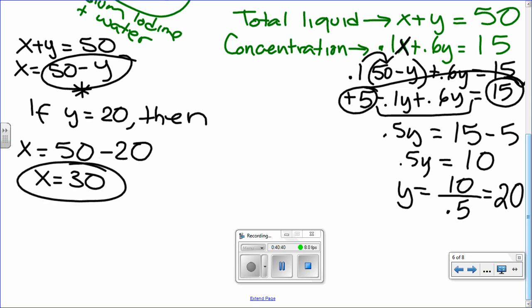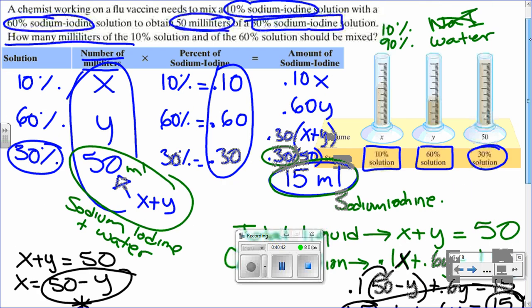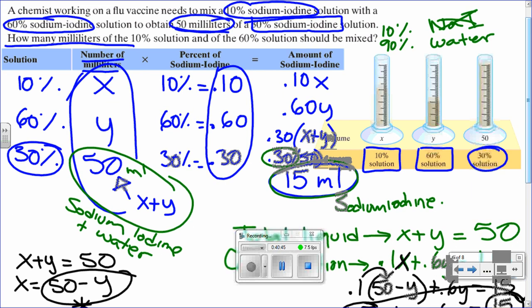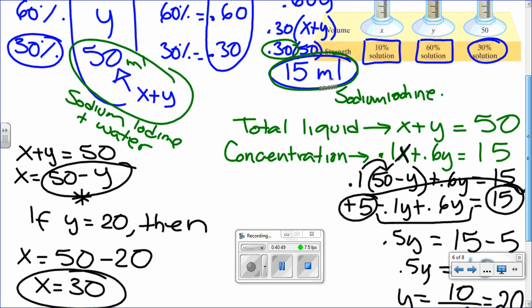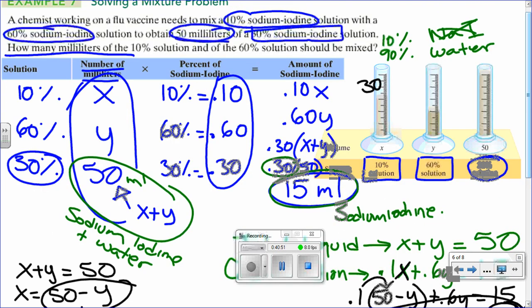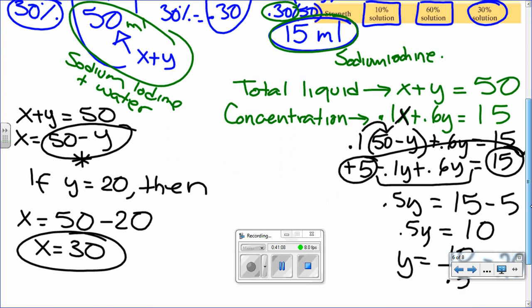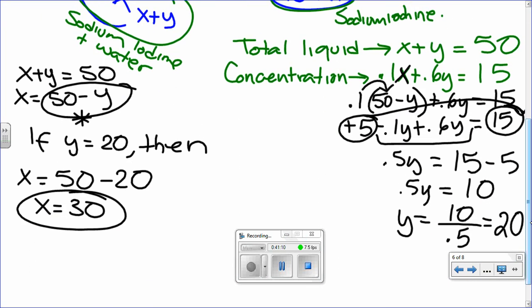So what does that tell me? x was representing the number of milliliters of the weak solution. So we're going to need 30 milliliters from here, and we're going to need 20 milliliters from here. And that's the end of that problem. Do you guys need time to copy it? Okay, I'll give you a few seconds.